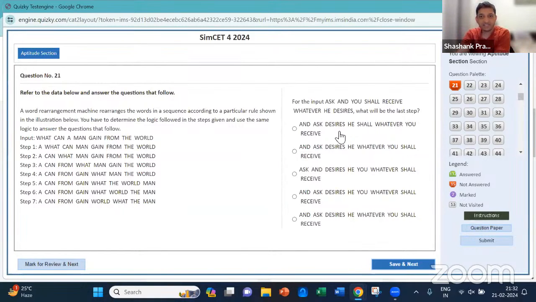ठीक है, तो ये वाला तो आ जाना चाहिए. Ask and you shall receive whatever he desires. यह four है ना? So and ask desires he will be the first part, option 3 is out. And the last part will be you whatever shall receive. अच्छा, 3 नहीं है.